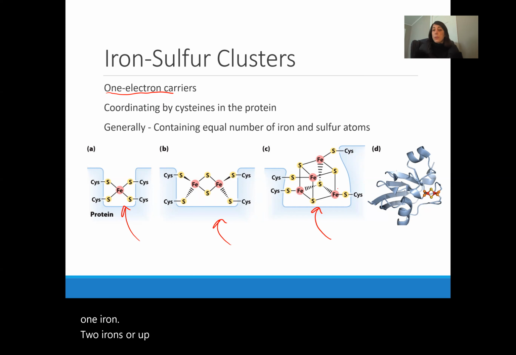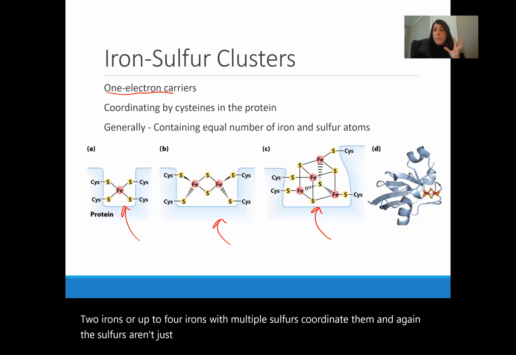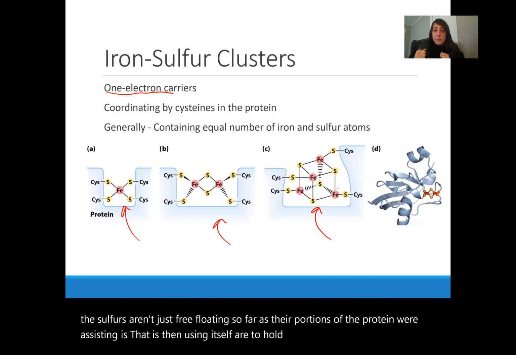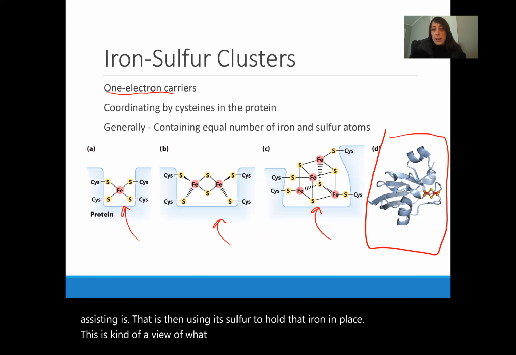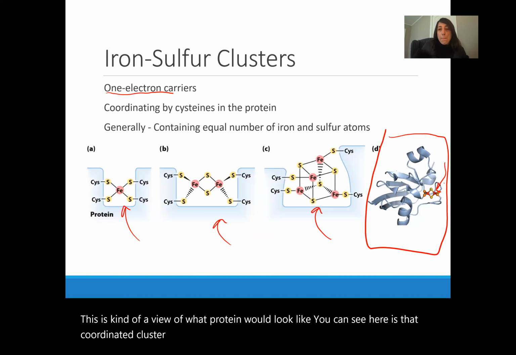with multiple sulfurs coordinating them. And again, the sulfurs aren't just free-floating sulfurs, they're portions of the protein where a cysteine is using its sulfur to hold that iron in place. This is a view of what a protein would look like. You can see here that coordinated cluster of irons.